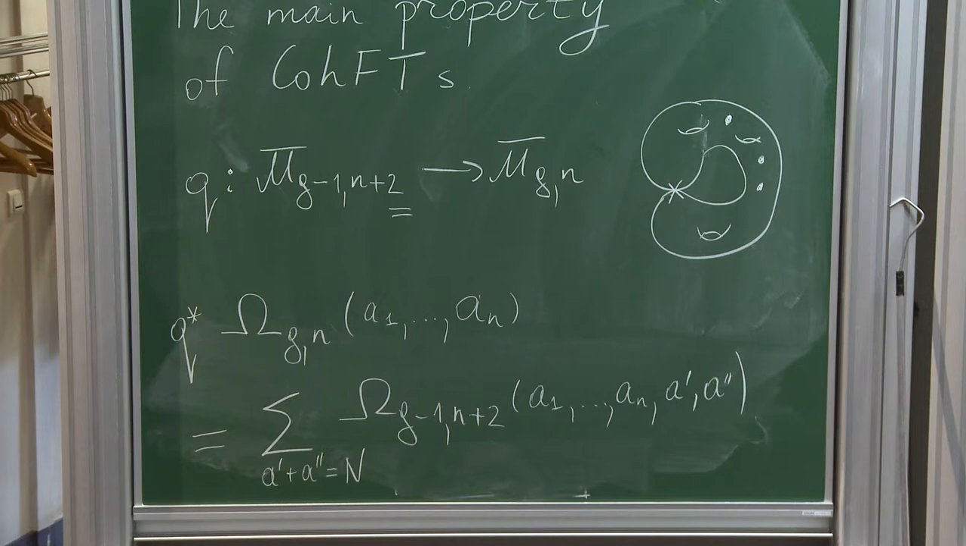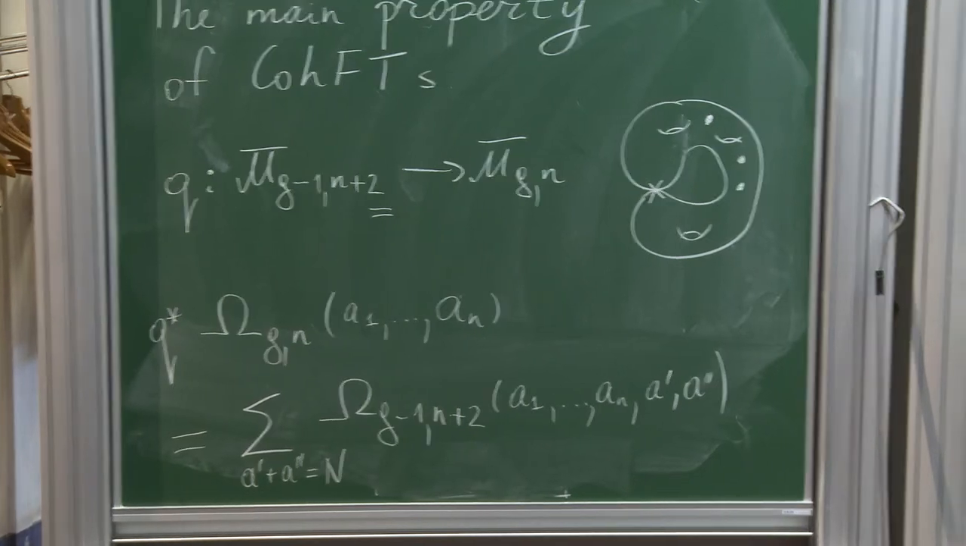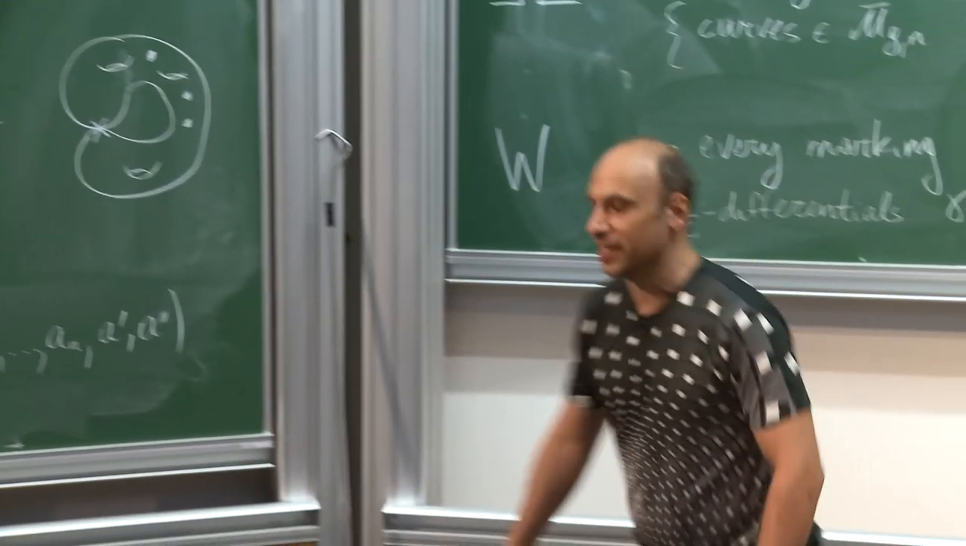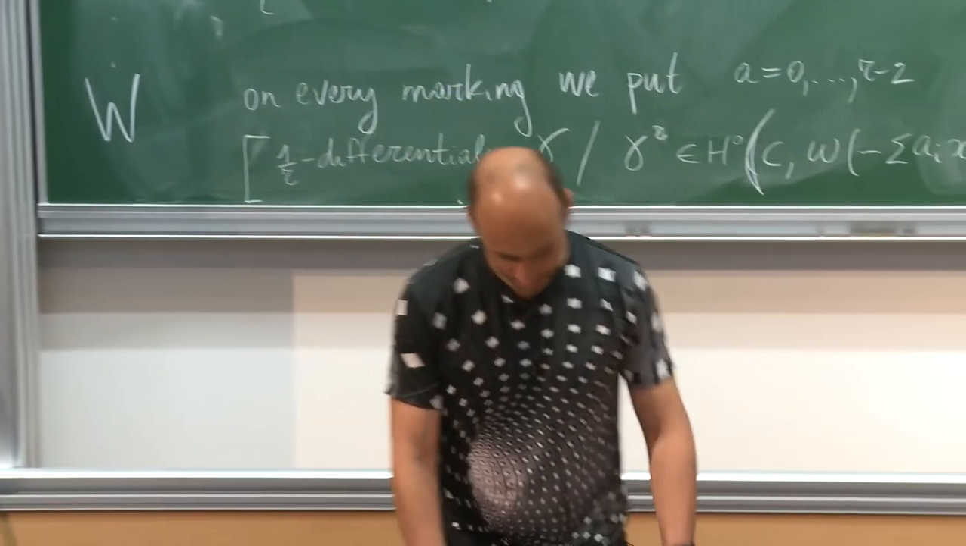Okay. So this was the extra short introduction to cohomological field theories. And now it is followed by another extra short introduction to R matrices.